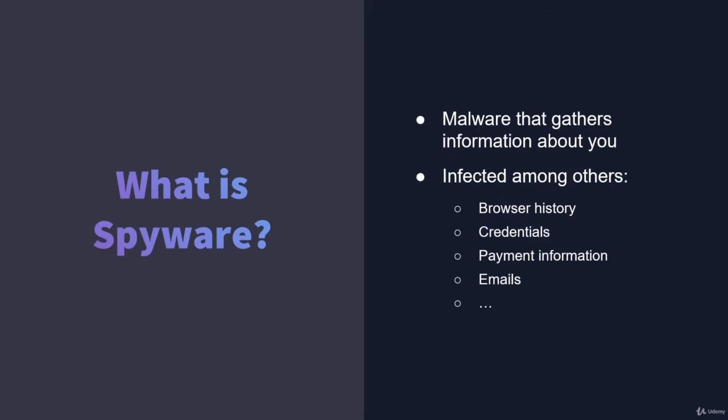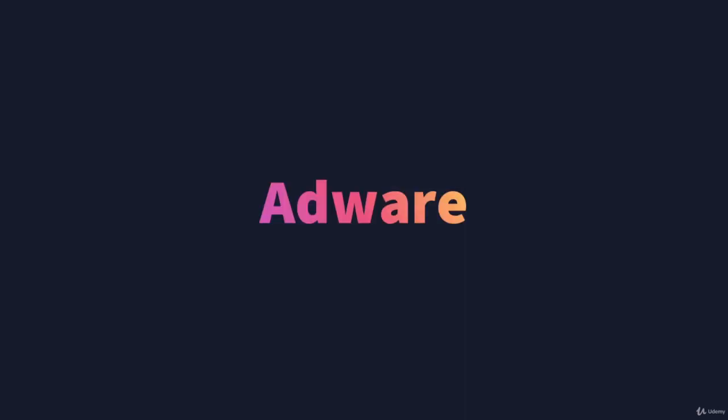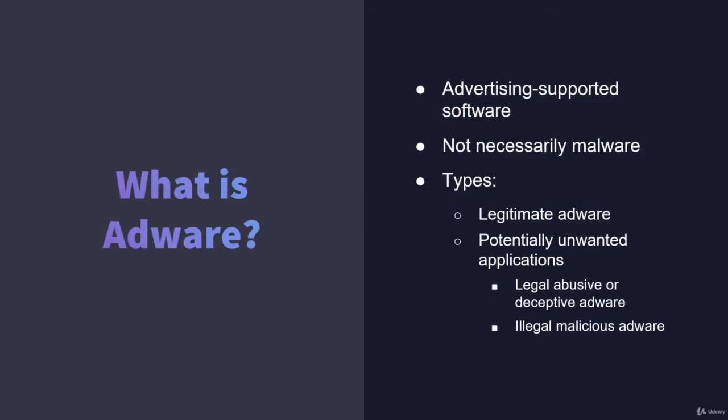Next, we'll talk about spyware. Spyware is malware that infects devices in order to gather information about its victims. For instance, depending on the spyware, it can gather information such as credentials to different websites, browser history, list of applications installed, emails sent and received, the input introduced from the keyboard, or credit card information. Next on our list is adware.